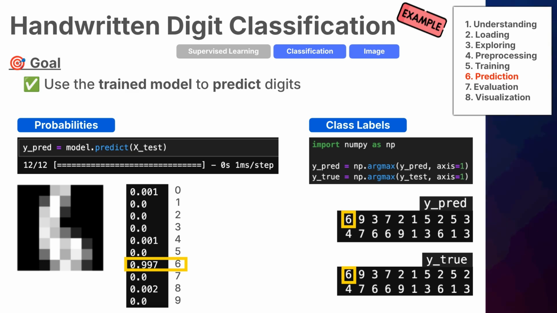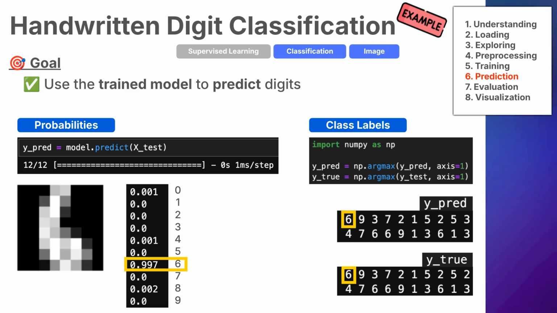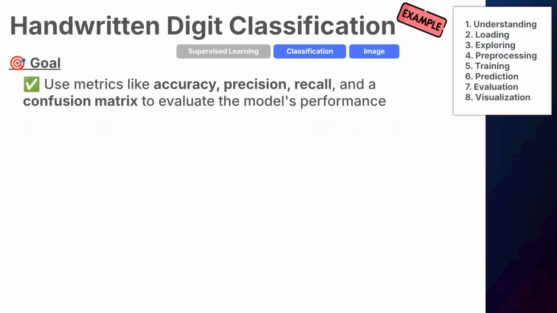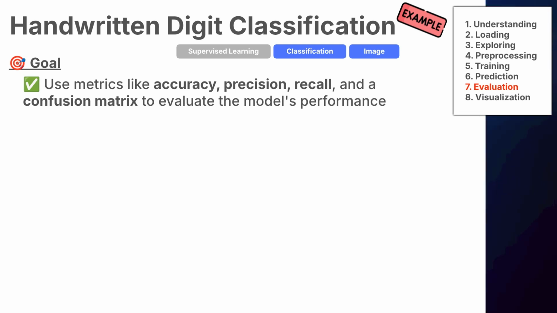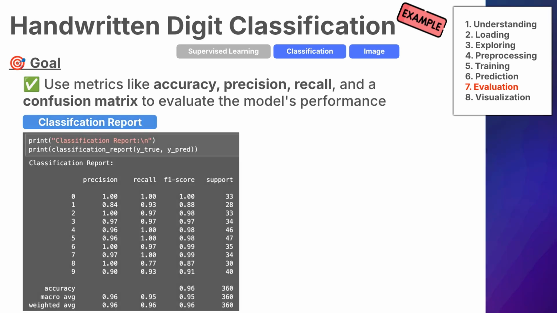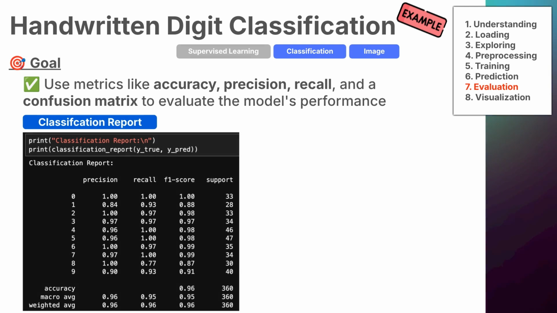Next, let's evaluate the model. Seven, evaluation. The goal is to build a CNN that can learn patterns from image pixels and correctly classify digits 0 to 9. Okay, let's create a classification report that shows detailed metrics. It includes accuracy, precision, recall, and F1 score.